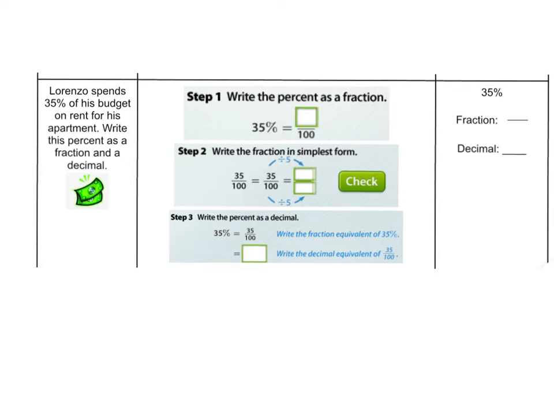Lorenzo spends 35% of his budget on rent for his apartment. Write this percent as a fraction and a decimal. So when we write it as a fraction, we're thinking about coloring in 35 out of 100. We can simplify this fraction by dividing out that 5, the greatest common factor, which gives us 7/20. And then to write this percent as a decimal, we're going to write the equivalent of 35 hundredths, which looks like this as a decimal. So again, our fraction simplified is 7/20, and our decimal is 35 hundredths.